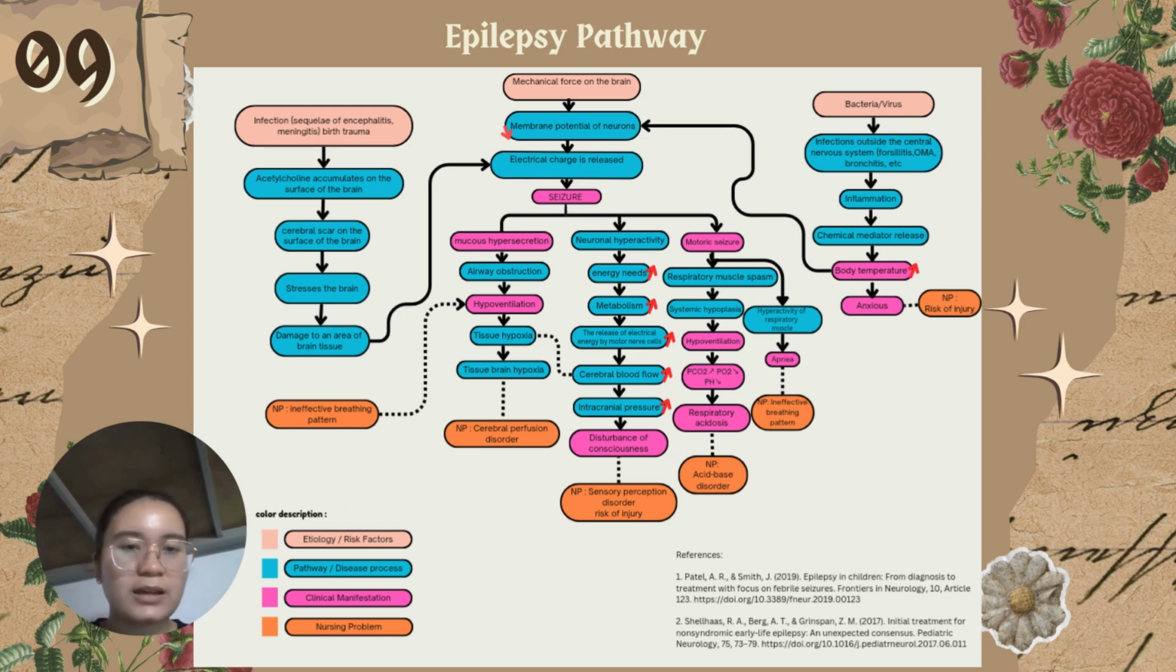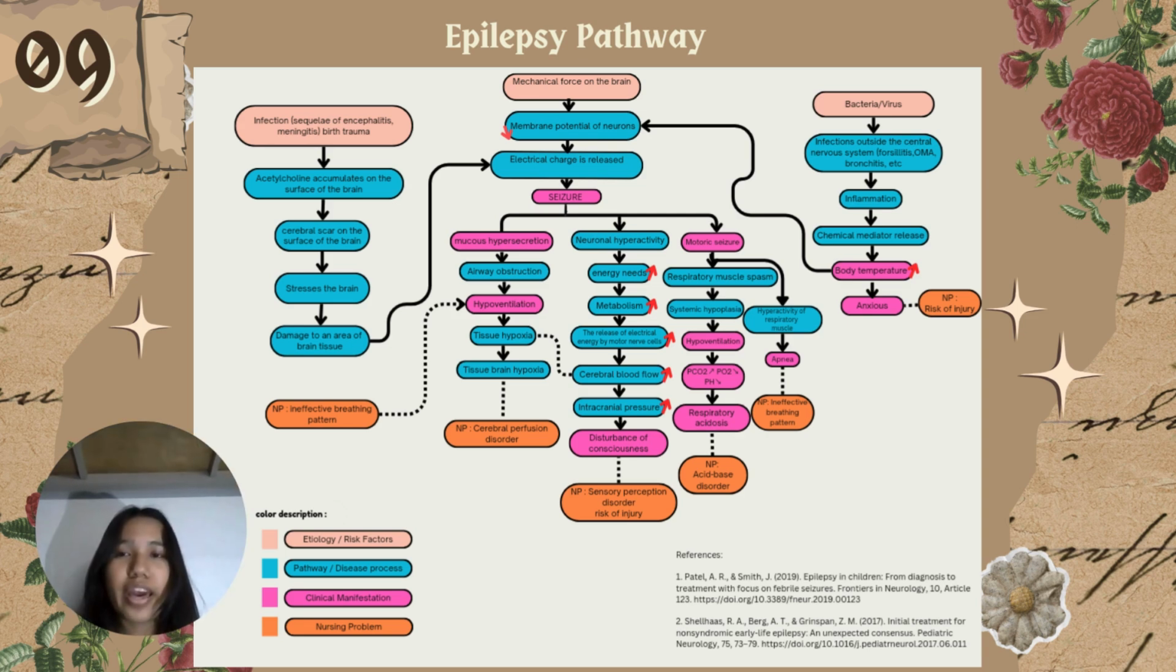And then the second is disease process. These infections or injuries can cause changes in the brain, such as accumulation of acetylcholine, a chemical involved in the transmission of nerve signals, or scarring in the brain. This leads to stress on the brain and damages brain tissue. Injuries or changes in the brain affect electrical activity, causing electrical charges to be released abnormally in neurons or nerve cells, resulting in seizures.